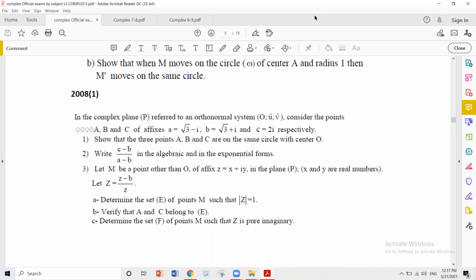Yeah, can we start, Shabab? Yes. 2008, this is the last day we are going to solve complex. Next week, we solve about 5-6 exercises on transformation. Okay.